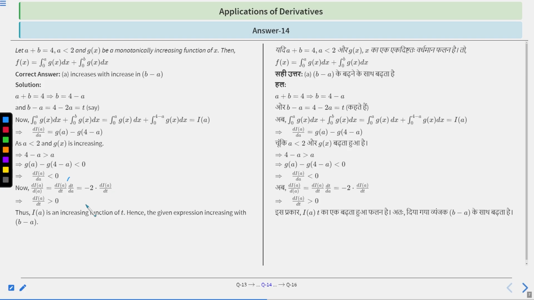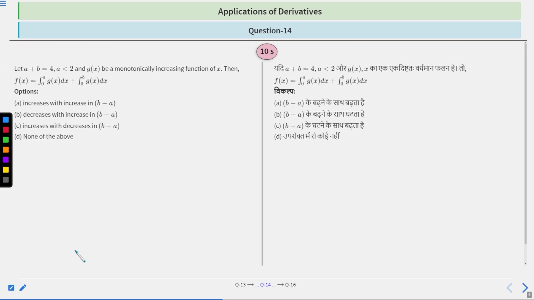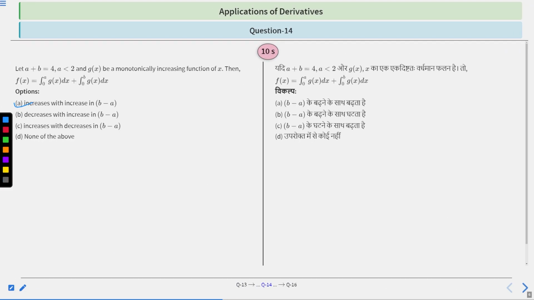with b minus a, right? Clear? Therefore, the given expression I(a) is an increasing function of t. Hence, the given expression increases with b minus a. Got it? So it increases with an increase in b minus a, option A is the right choice. Right?